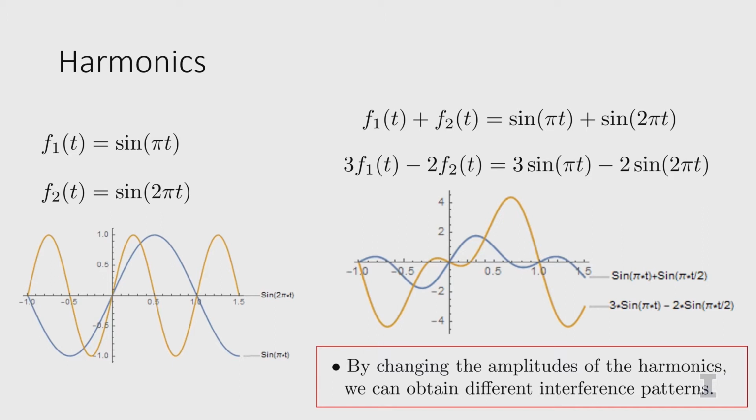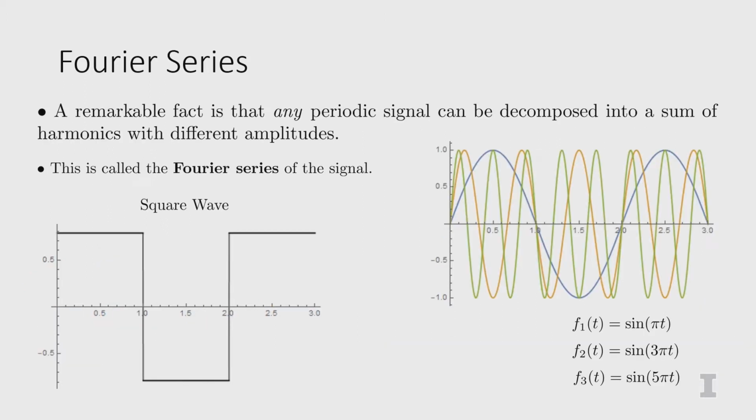Okay, and so that begs the question of whether any function can be decomposed in this way. Right? If you give me any periodic function, can I always write it as a particular sum of the harmonics? And in fact, this is true. This is what is known as a Fourier series. So what a Fourier series does is it takes some periodic function and breaks it down into an interference of the individual harmonics.